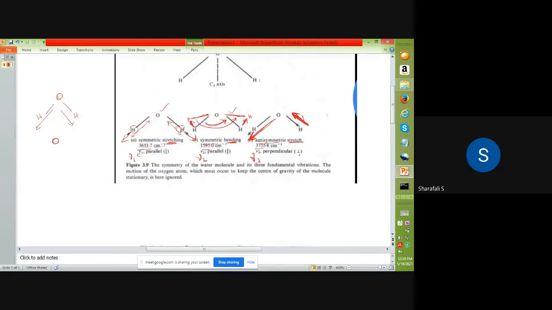And this one is perpendicular to that axis. The vibration is perpendicular to that axis. And this one is parallel. This one is also parallel.